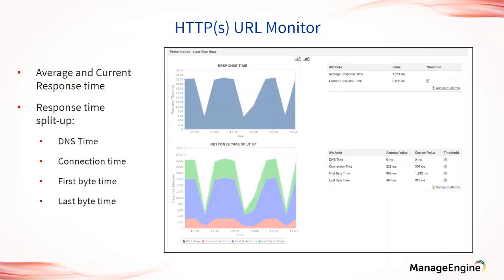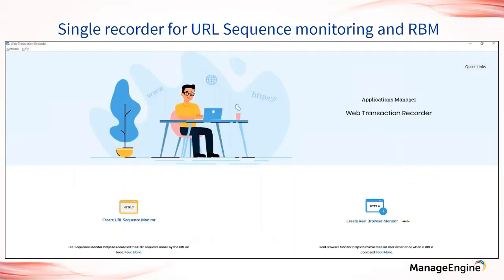HTTP URL. So why is HTTP URL required? You can check the accessibility and the availability of your websites and receive notifications in case they are down. Applications Manager Website Monitor allows you to monitor various attributes such as DNS time, connection time, first byte time, and last byte time. The next topic is URL sequence monitor.